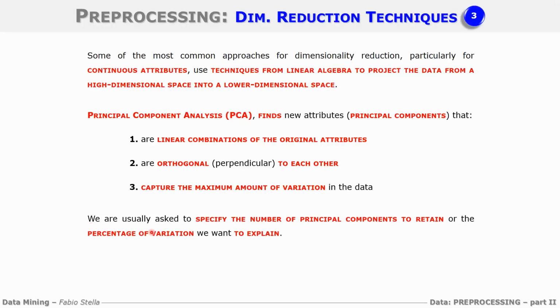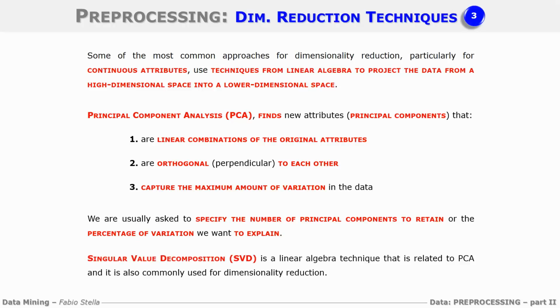We are usually asked to specify the number of principal components to retain or the percentage of variation we want to explain with a given principal component analysis. Singular value decomposition, also known as SVD, is another linear algebra technique that is related to PCA, and it is also commonly used for dimensionality reduction.